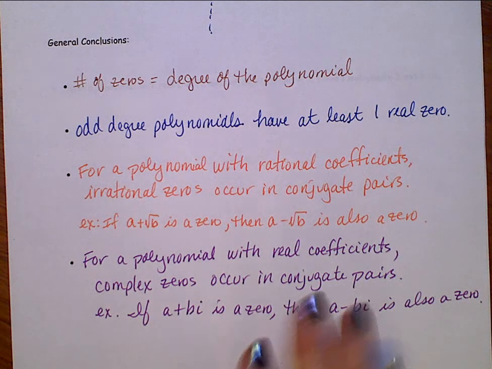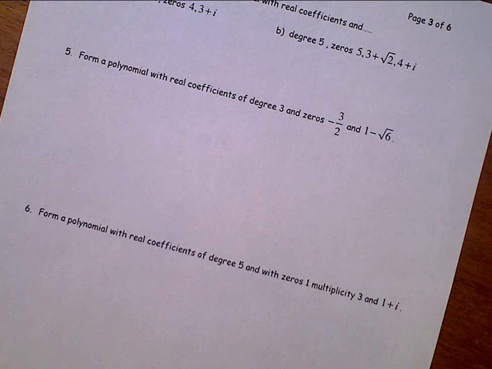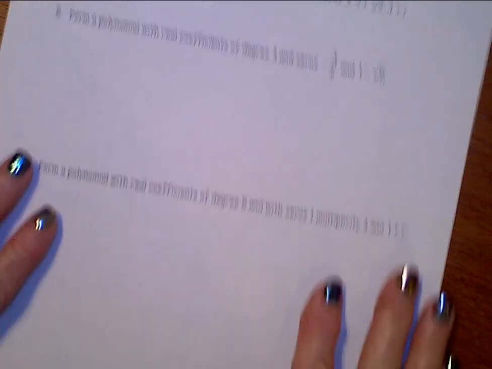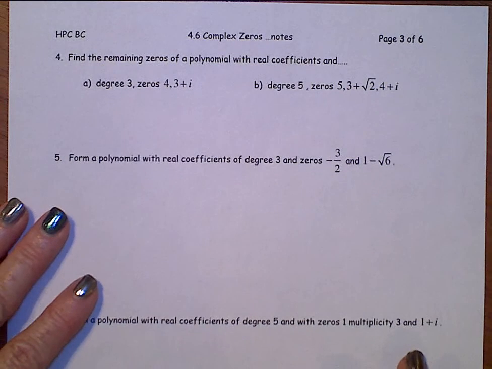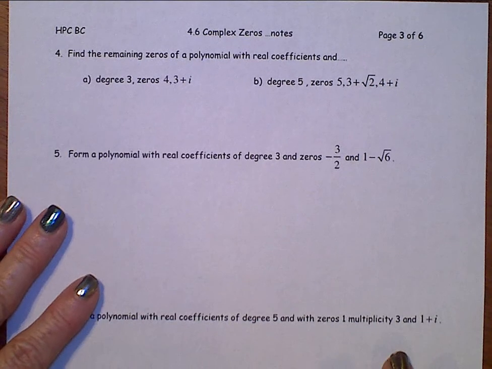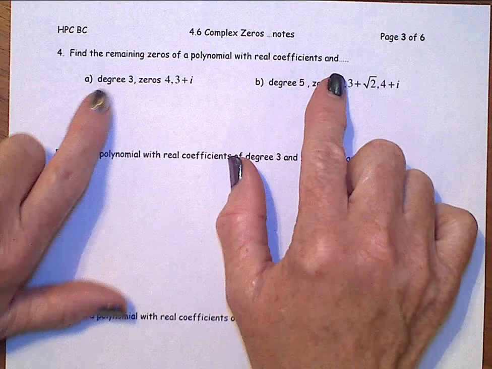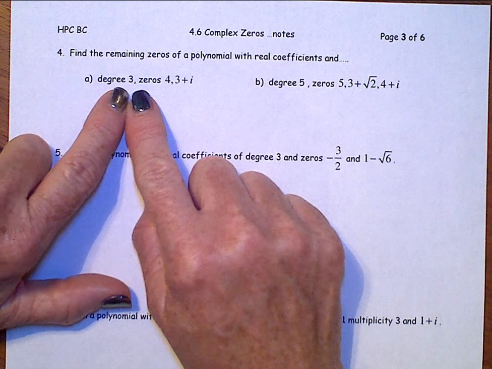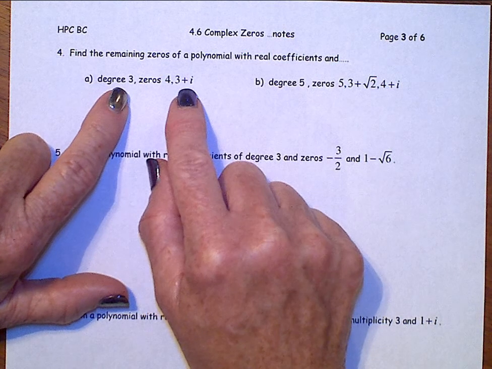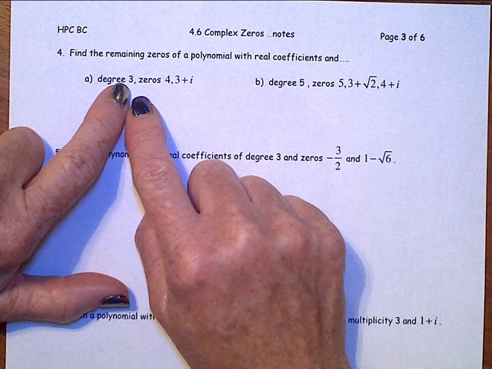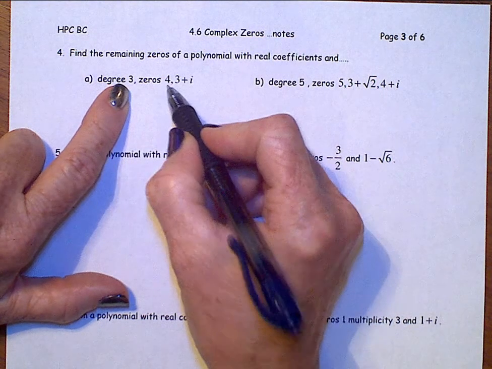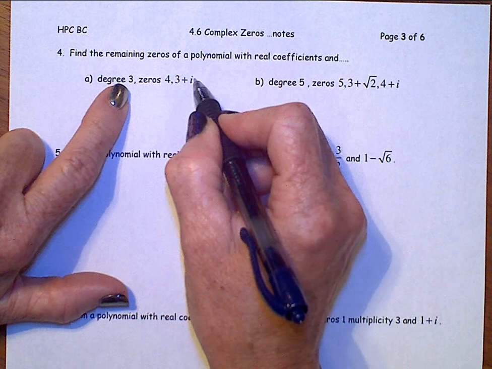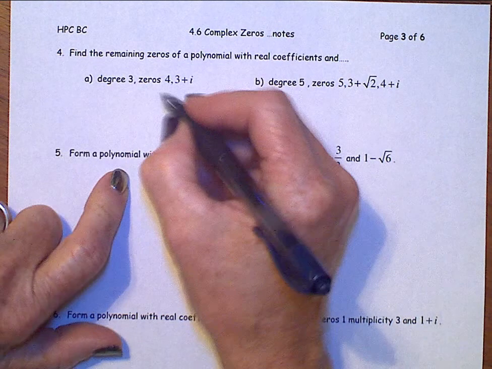Let's go ahead and take a look at some more examples here. Whew. Okay, I would like you to find the remaining zeros of this polynomial if it has real coefficients, and we have a degree 3, and the zeros are 4 and 3 plus I. Well, degree 3 says we should have 3 zeros. There's one of them right there at 4. One of them is 3 plus I. Where's the third one? Yeah, the conjugate, 3 minus I.